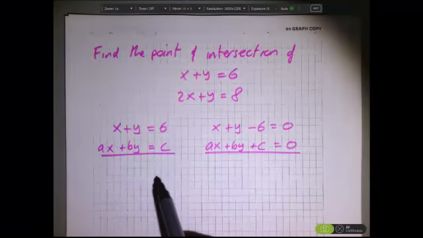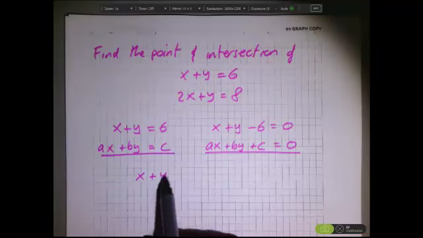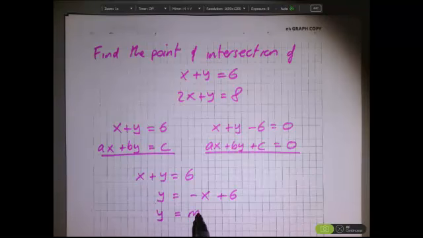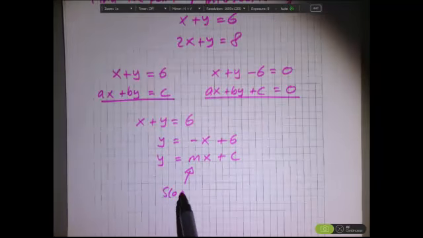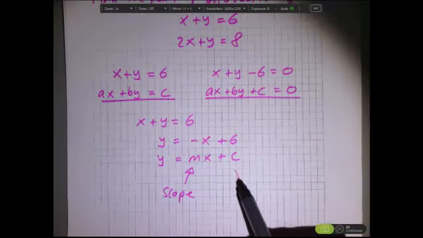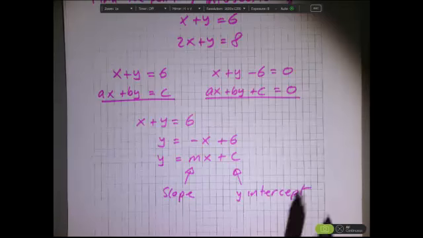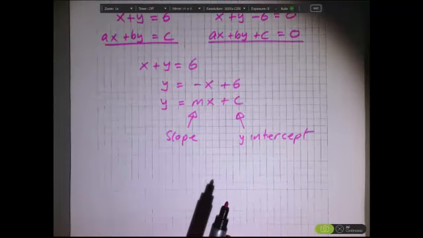Probably what's worth noting as well then is if you take x plus y equals 6, you can rearrange that into the mx plus c form. So you can say y is equal to minus x plus 6. So this is in the form y is equal to mx plus c. And you'll recall that m is the slope and c is the y-intercept. Now what that means is that we can graph that.